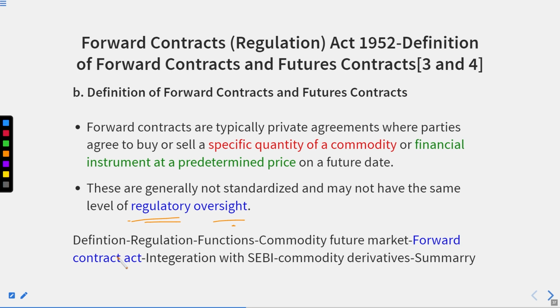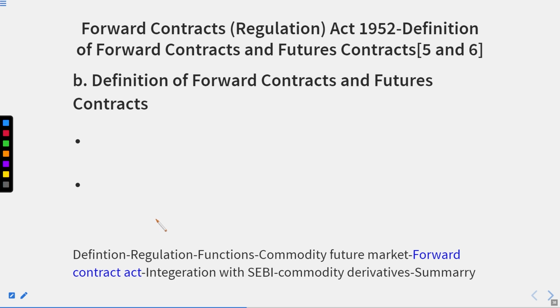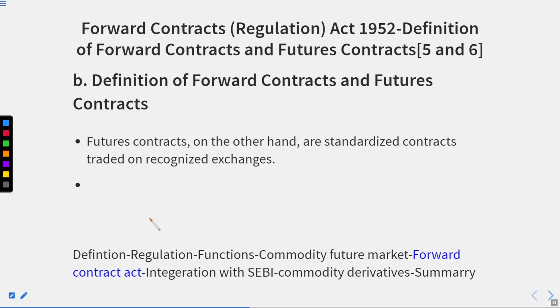Second, they are generally not standardized and may not have the same level of regulatory oversight. It means suppose there are various parties A, B, C, D, E, F, G, H, I, J, K, L, so many parties. It is not necessary that all these parties are required to follow a single standardization process. This is not compulsory. And second, they might be interstate, they might be intrastate, so the same regulatory oversight is also not possible in these cases.